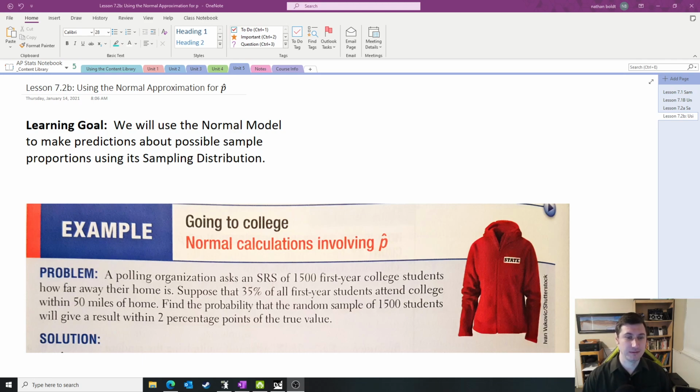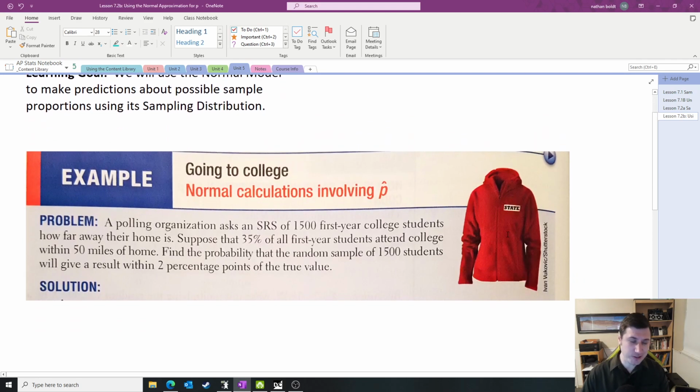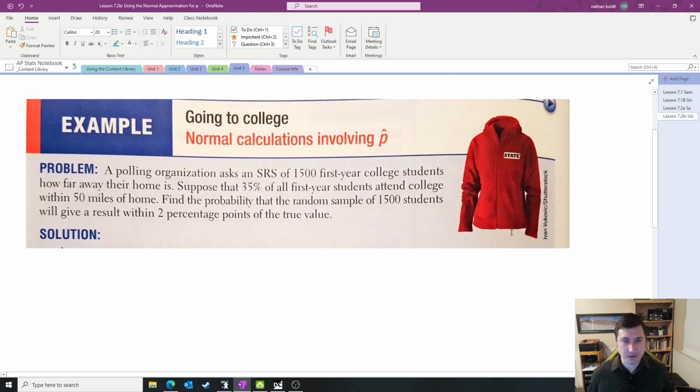So let's do this. Shouldn't be too hard. The setup of this is mostly the difficult part. Actually using a normal CDF is, of course, pretty easy. So here's our scenario. Going to college. A polling organization asks a simple random sample of 1,500 first-year college students how far away from their home they are. Suppose that 35% of all first-year students attend college within 50 miles of home.